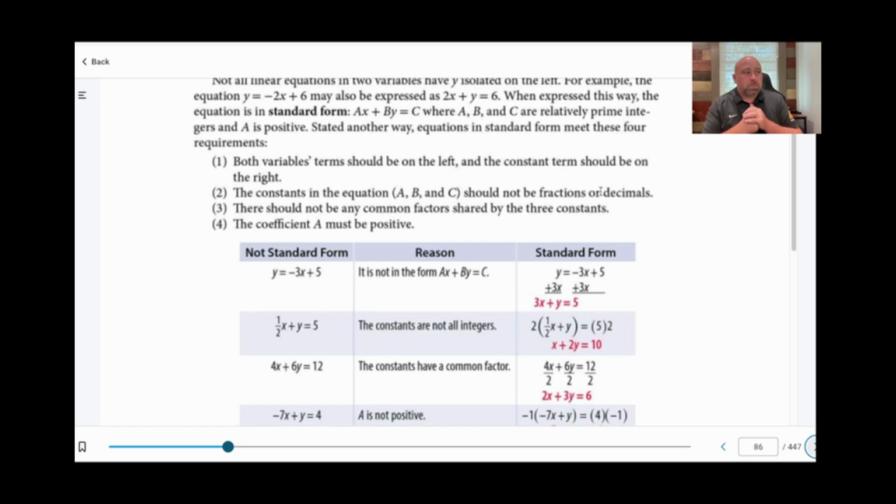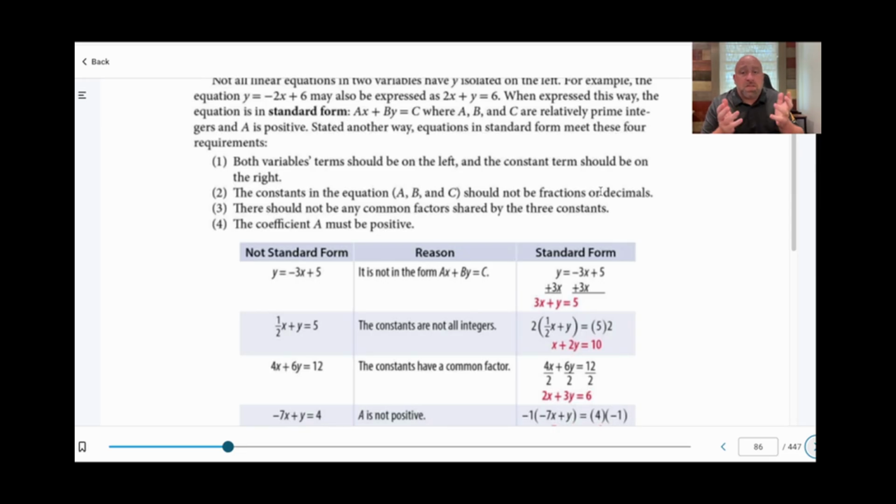Number 2, the constants in the equation a, b, and c should not be fractions or decimals. So all of your numbers should be whole numbers: 1, 2, 3, 4, 20, 50, 70, not 3/4. We saw that in the last lesson where we had an x that was like a 2/3 x. Well, that was not in standard form, and that's okay. Standard form is just that. It's just a standard form.